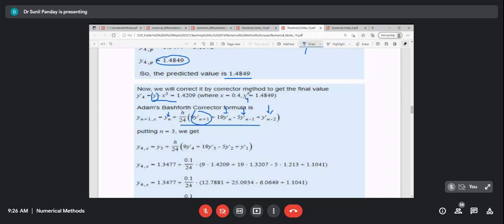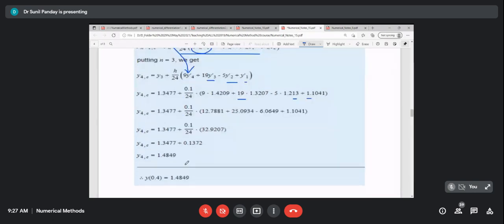So these predicted values of y4, we are using to calculate y4 dash, which we use here when we substitute n equals 3. Then these values are already known to you from the predictor steps. So from there you substitute those values also, and then you simplify, and then you will get your corrected value.